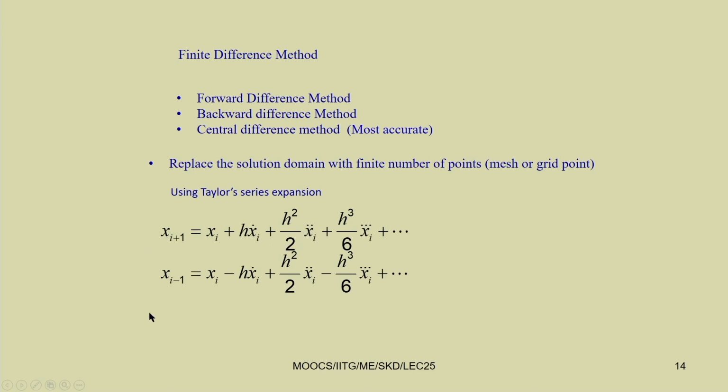Similarly, the previous point can be written. Let x I be the central point, so x I plus 1 will be the forward point and x I minus 1 will be the backward point. Then x I minus 1 equals x I minus h x I dot plus h square by 2 x I double dot minus h cube by 6 x I triple dot. This way one can expand using the Taylor series.